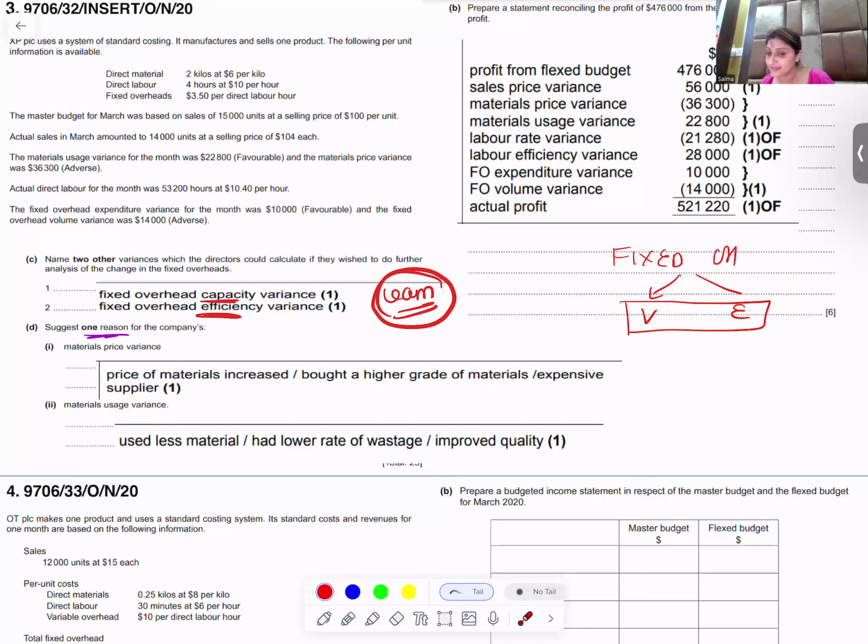Reasons for material usage variance. Is it positive or negative? It's positive, it's favorable. So that you have to write. What is the reason for this positive variance? Less material is being used and the quality is improved. You have improved the quality, there is a low rate of wastage, or your laborers are very efficient. Okay, so with this we complete the October November 20 paper 32 of standard costing.